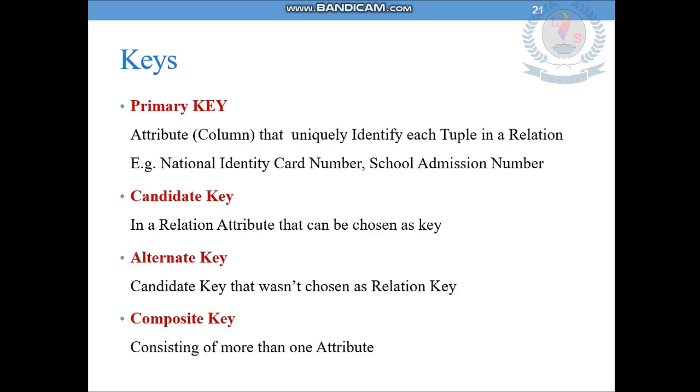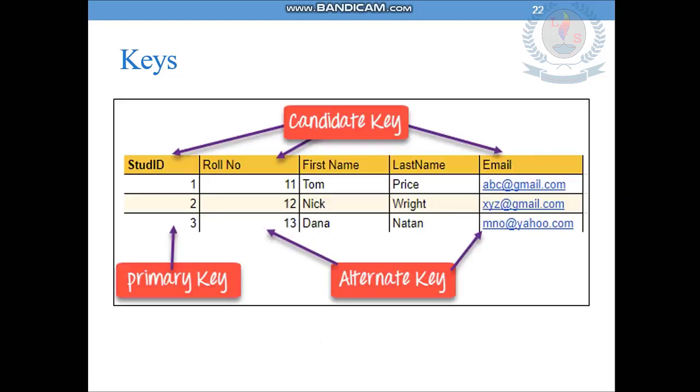Composite key consists of more than one attribute. So for example, we can take the name. Name we can divide into two, first name and last name. That means it will consist of more than one attribute. So this is one example for all these keys.